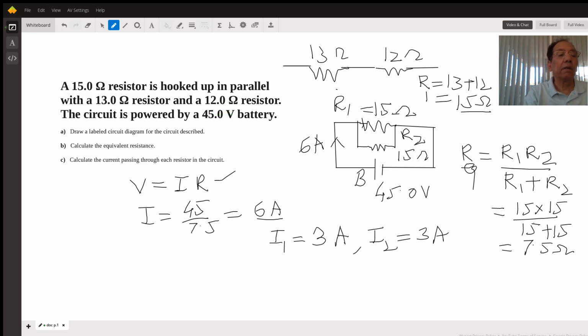So this is the diagram. Equivalent resistance is 7.5 ohms, and for the current passing through each branch, I1 is 3 amperes and I2 is 3 amperes. The sum of the currents is 6 amperes, which gets equally divided because the resistances are equal. This is a simple application of a circuit with the basic law, that is Ohm's law.